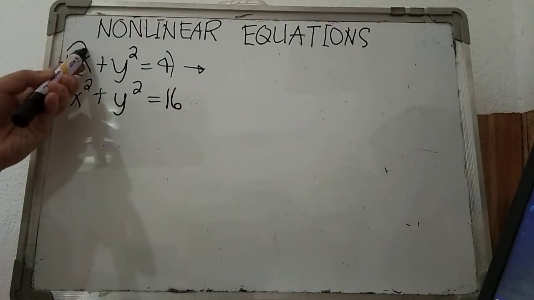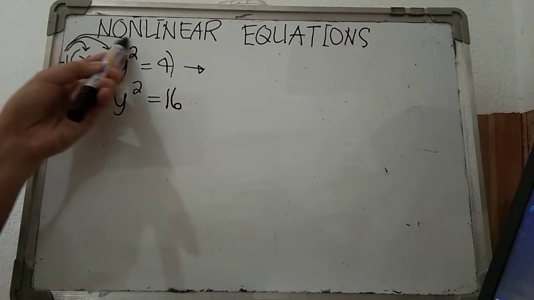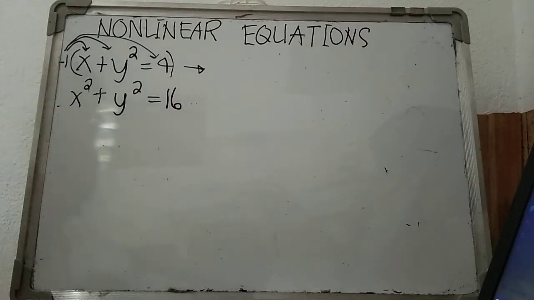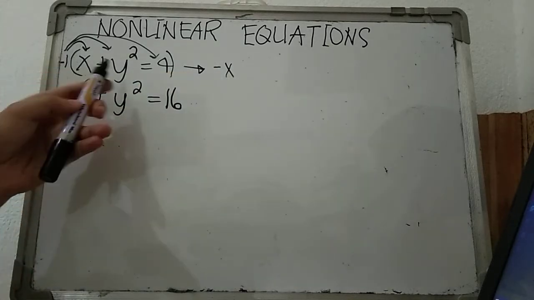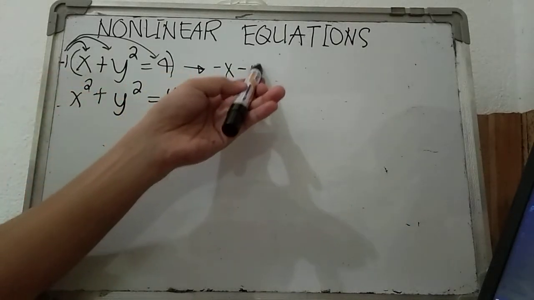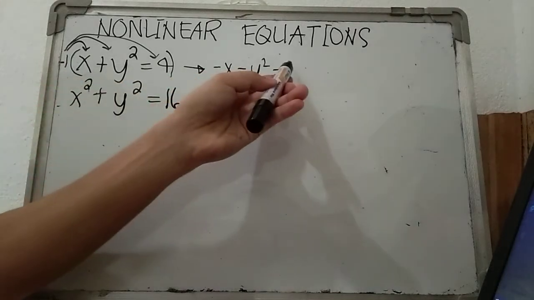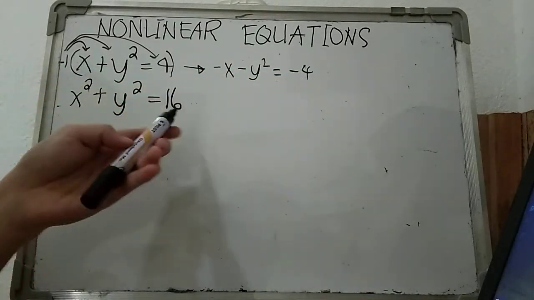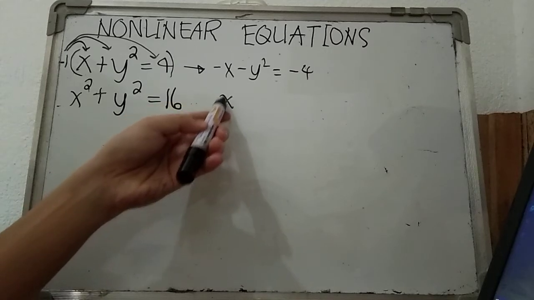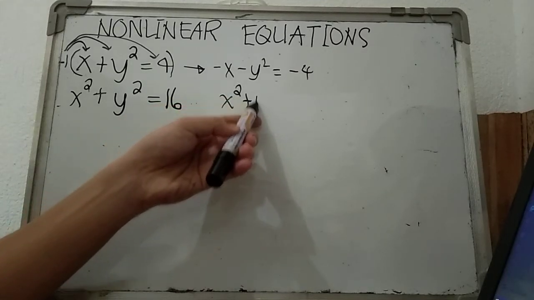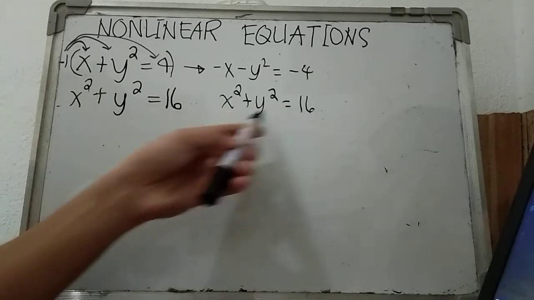So -1 times x, -1 times y squared, and then -1 times +4. So -1 times x will become -x. -1 times y squared will become -y squared, equals -1 times 4, that's -4. And then all we have to do is copy the second equation, which is a circle, in the form of x squared plus y squared is equal to 16.